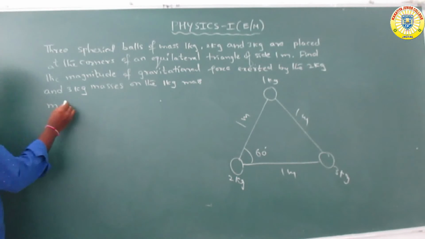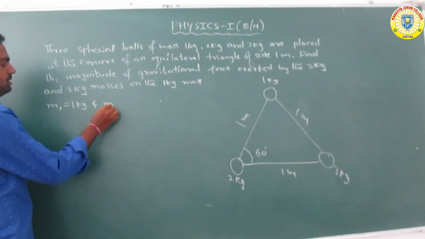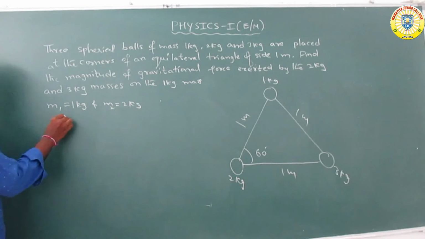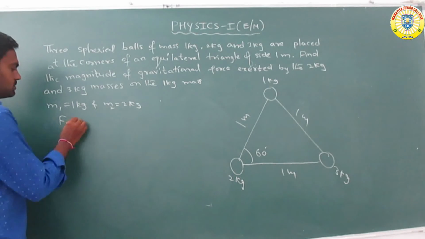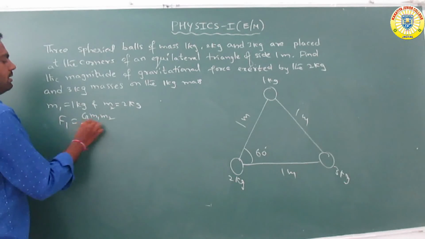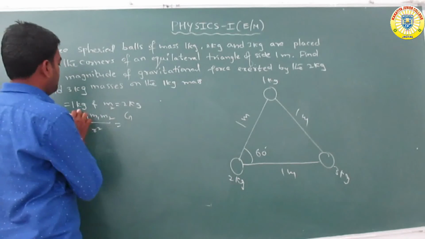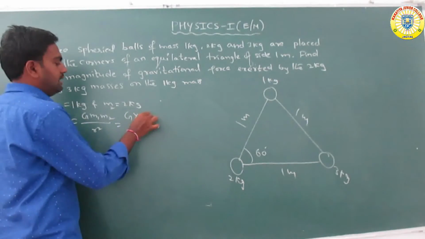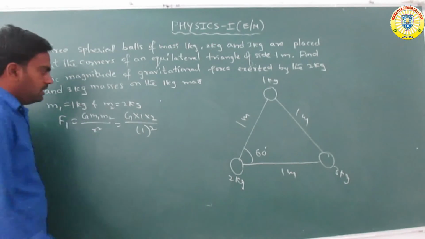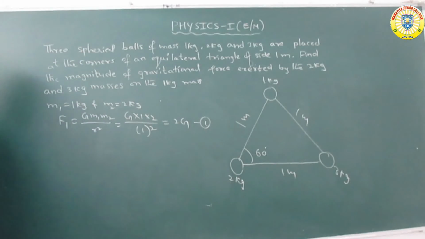So M1 is equal to 1 kg and M2 is equal to 2 kg. The gravitational force F1 is equal to G M1 M2 by R square. So G into 1 into 2 by R square, where the distance is 1 meter, squared, which is equal to 2G. That is equation 1.